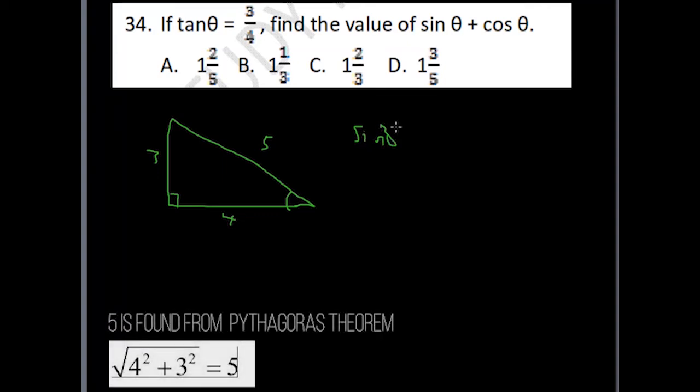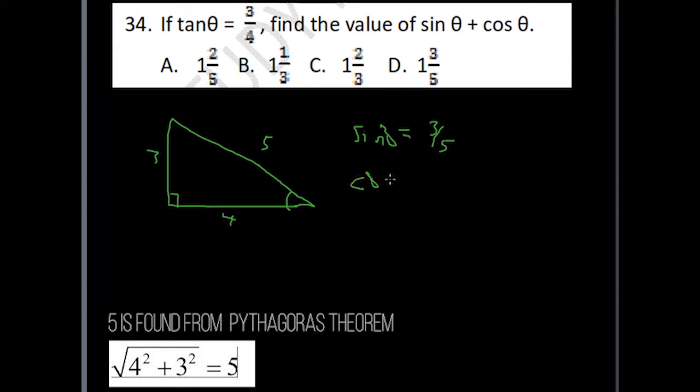This was, if tan theta is 3 over 4, find the value of sin theta plus cos theta. So if I draw my triangle, the angle here, if tan theta is 3 over 4, the hypotenuse is 5: 3, 4, 5. So find the value of sine. Sin theta is the opposite over the hypotenuse, that's 3 over 5.